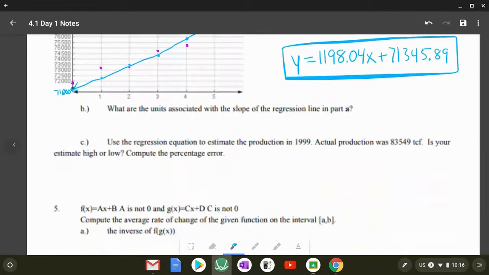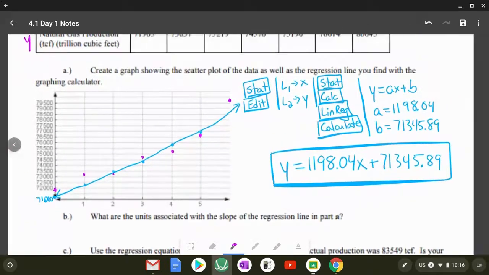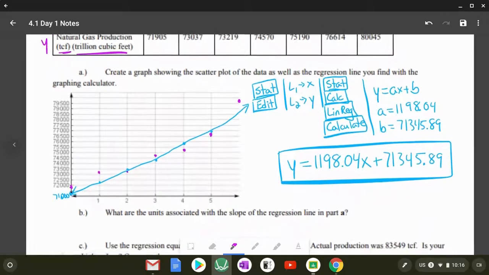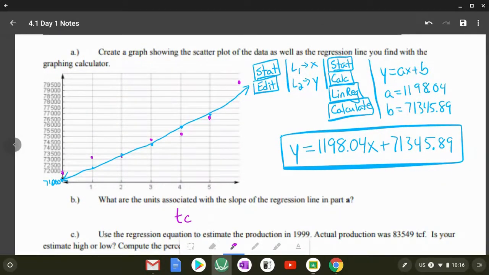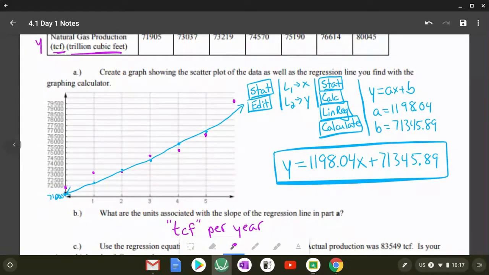So down to part B. What are the units associated with the slope of the regression line in part A? Okay. So again, this is understanding what you're graphing, what your graph represents. If we look back at the original, our Y values are in TCFs, or trillion cubic feet. So it's how many trillion cubic feet are produced per year, right? So this would be TCFs per year. That's the unit.